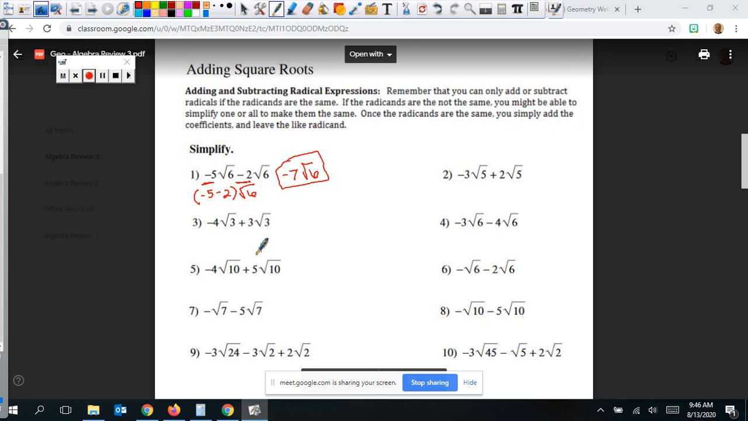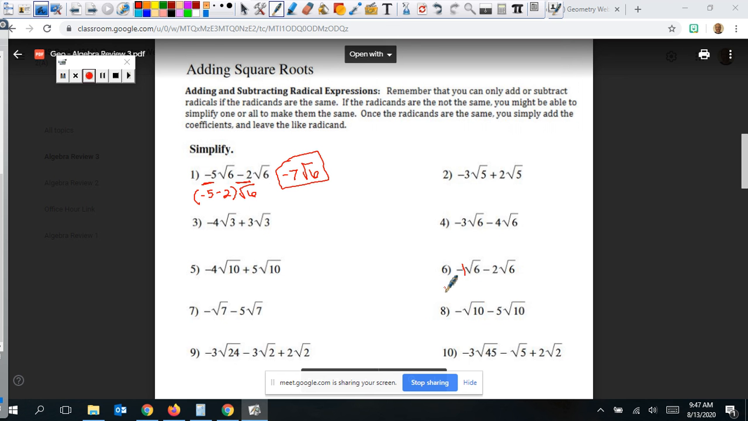I'll come down and do number 6. All these other ones have radicals. Number 6 here, I'll do this one just because it doesn't look like there's any coefficient in front of this one. But we need to remember whenever there's not a number here, it has a negative sign. This really is a negative 1.